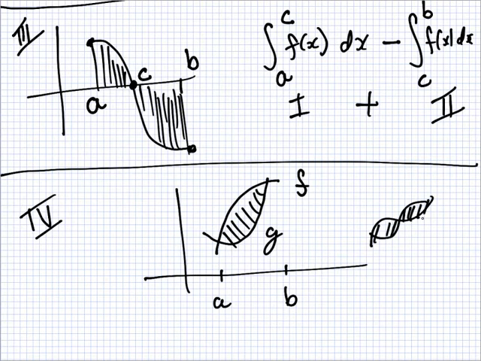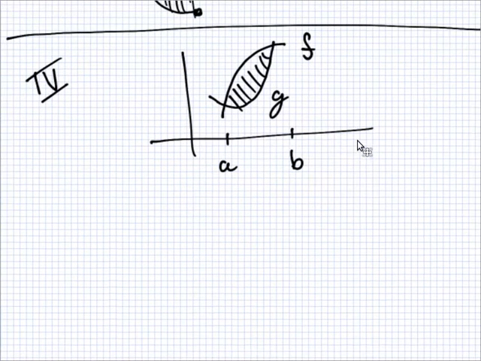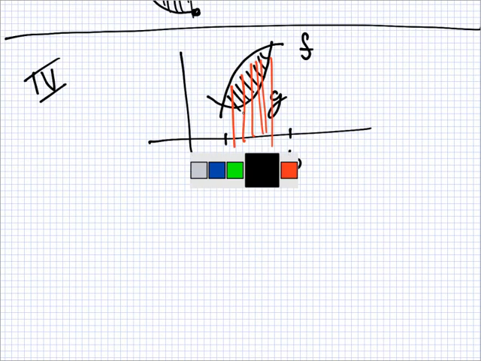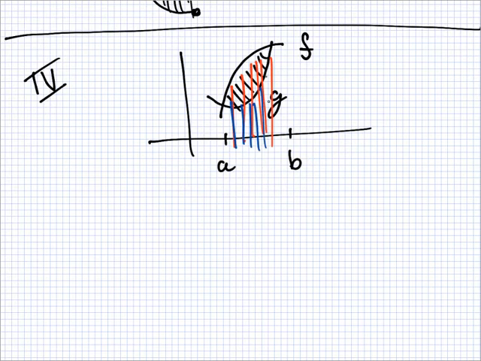I'm only looking at one region here. Does anybody know what happens here? Now you might be able to figure it out, because you can think about it like this. You could get the area underneath f, then you can get the area underneath g and subtract. So you could integrate f, integrate g, and subtract.